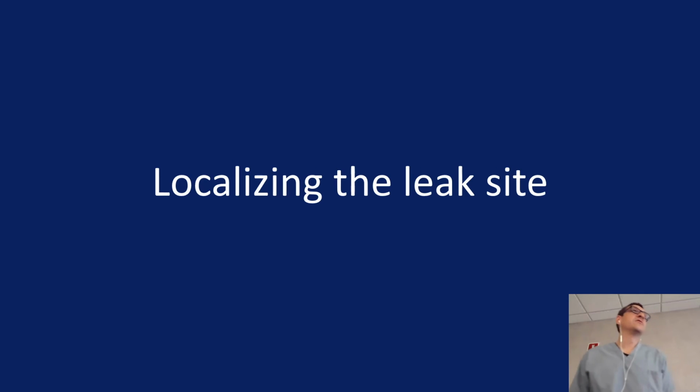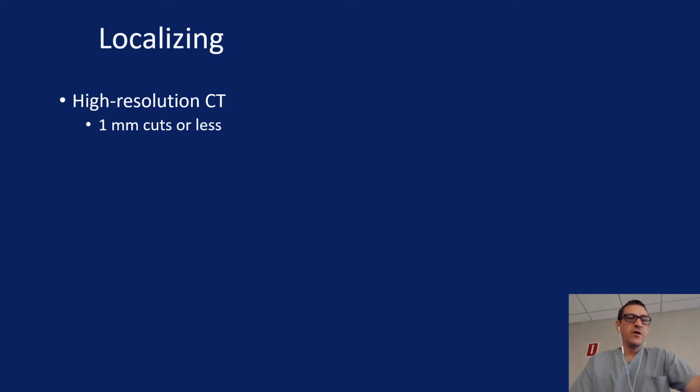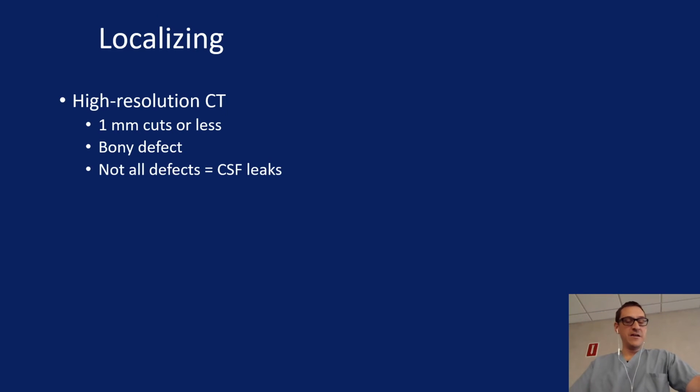So we've talked about confirming, right? Beta 2, radionuclide. Let's talk about localizing now. What's the first imaging study you want to get in a patient with a confirmed CSF leak? High-res CT, you're going to want 1 millimeter cuts or less. You're looking for a bony defect, for sure. Like you got to have the bony defect, right? But you have to also have that mucosal defect and an arachnoid defect to get the leak.